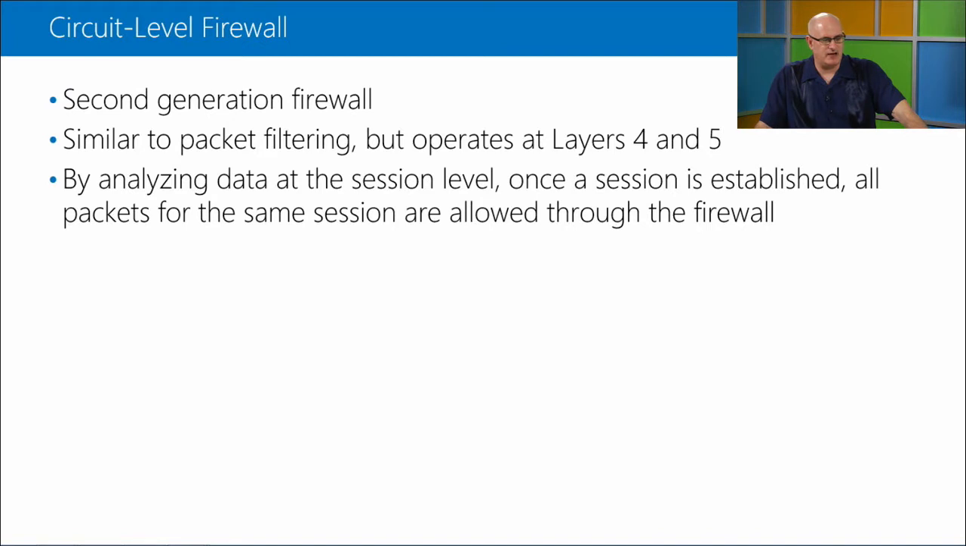Circuit level firewall. Second generation firewall, similar to packet filtering, but operates at layers 4 and 5. It analyzes data at the session layer. So once a session is established between 2 devices, all packets for that same session are allowed. So once a client and a server have established communication, then it allows all of that communication to go through.